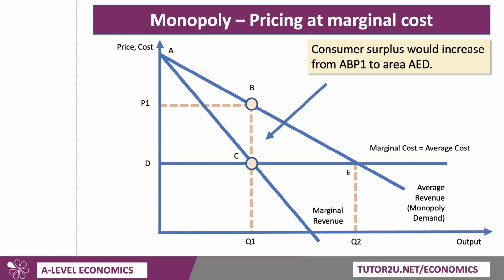As a result, there would be an increase in consumer surplus. Originally A, B, P1, it would increase to A, E, D because the supernormal profit of the firm gets competed away by lower prices. Hence, if you price at marginal cost, you can eliminate the deadweight loss of welfare.